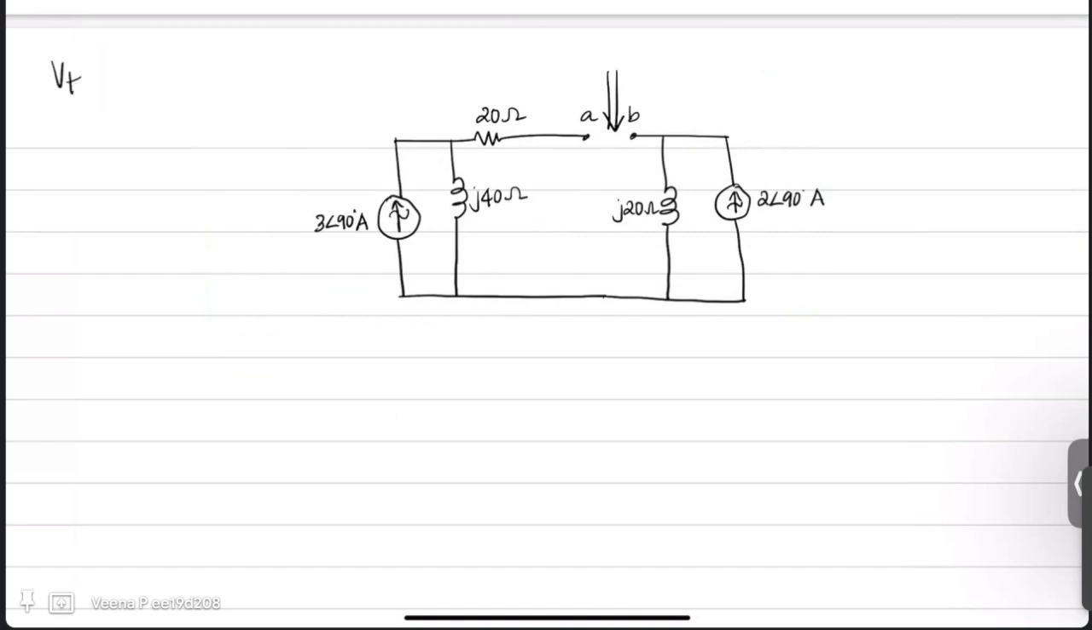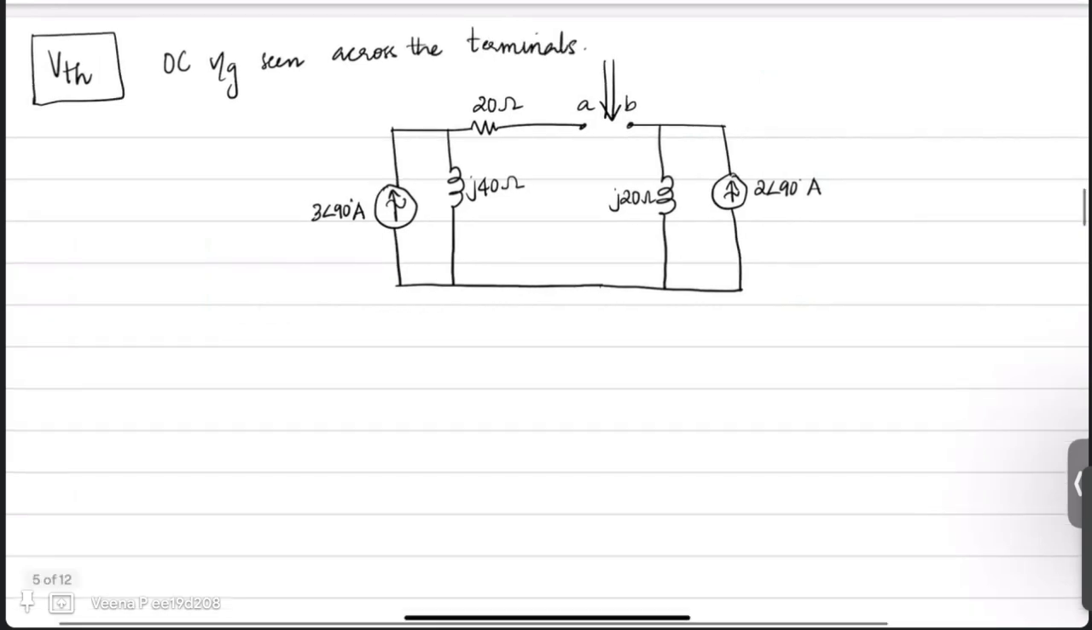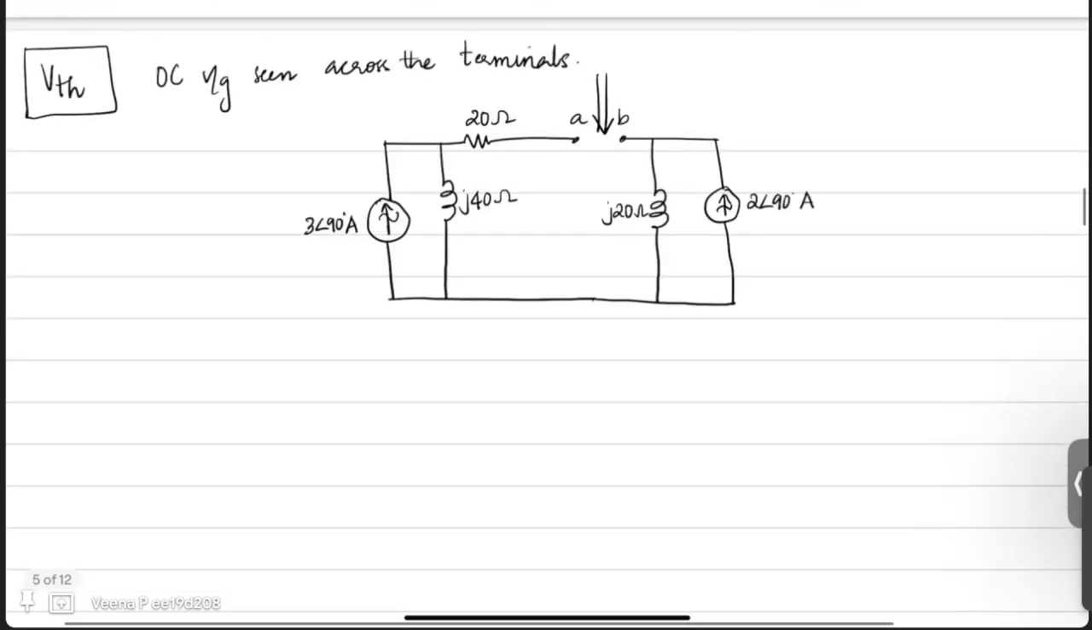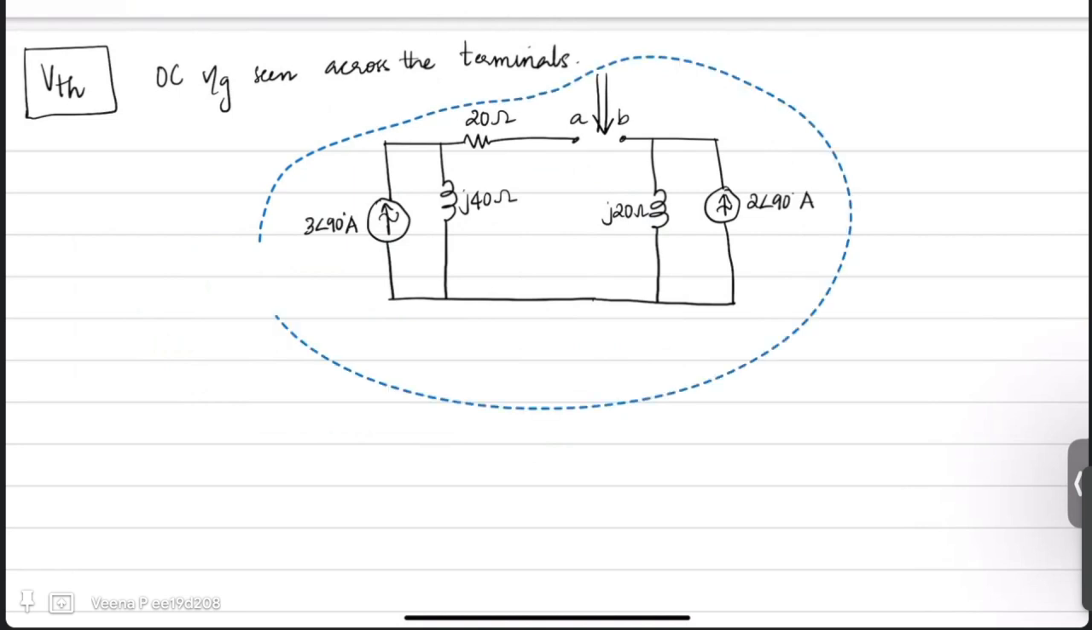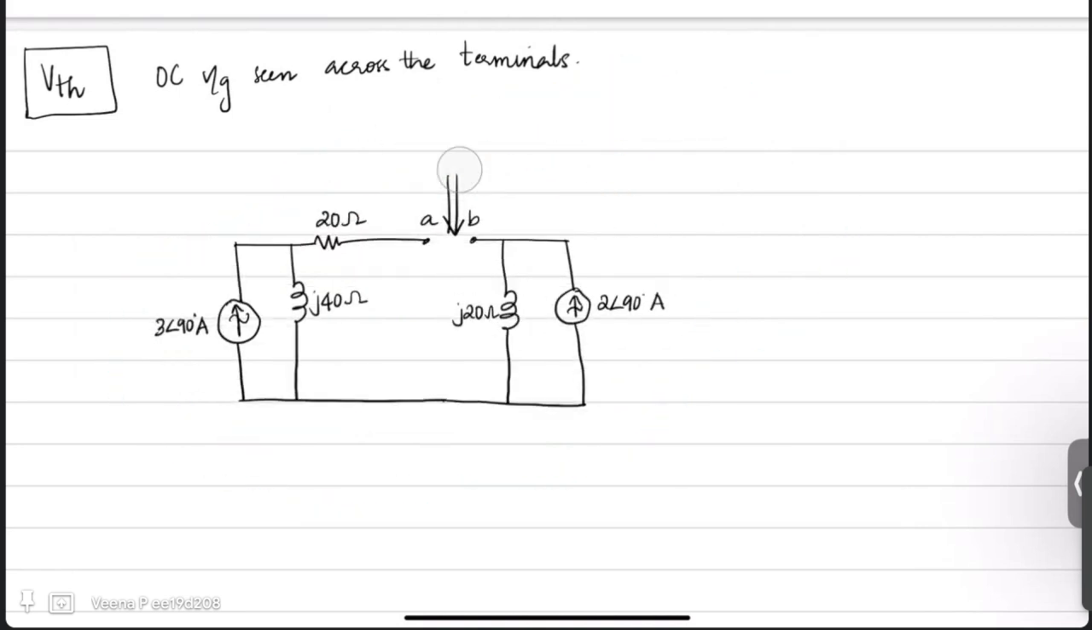So Thevenin voltage is nothing but the open circuit voltage seen across the terminals across which you have to find the Thevenin equivalent circuit. So that means you have to retain the circuit as it is, and you have to find this voltage. This is V Thevenin, which is a phasor.